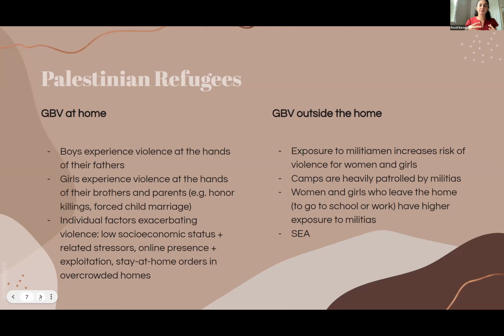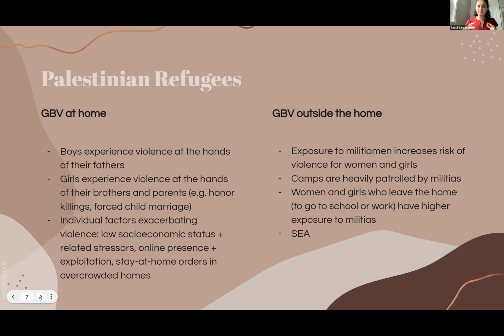And the presence of armed groups in the camps makes many feel unsafe, and they use this as a justification for child marriage in order to protect unmarried girls from these militias. But these militias don't really exist outside of the camps. And so I'm not really sure how this would translate to Palestinian refugees living outside of camp settings.